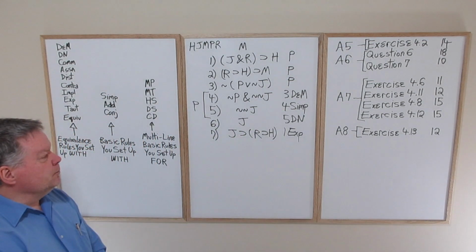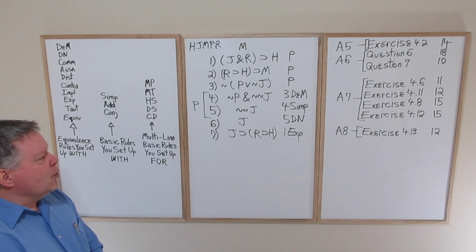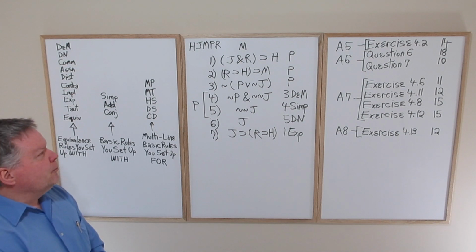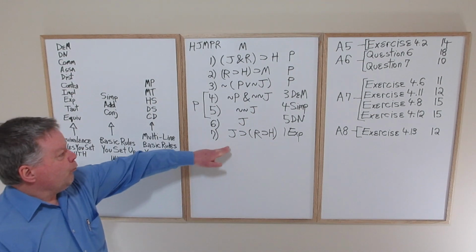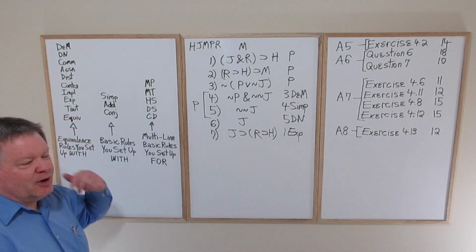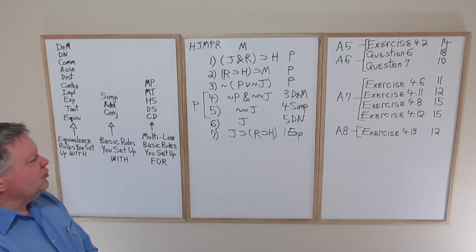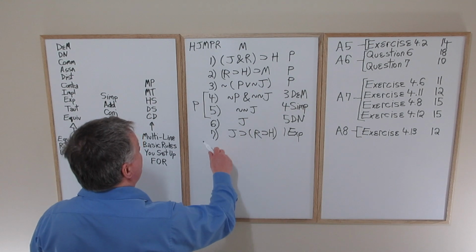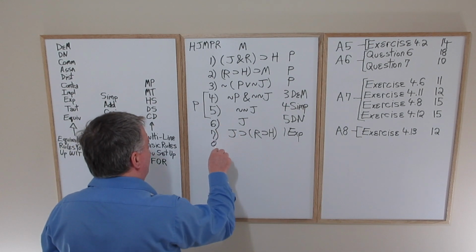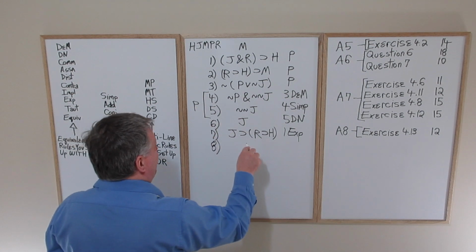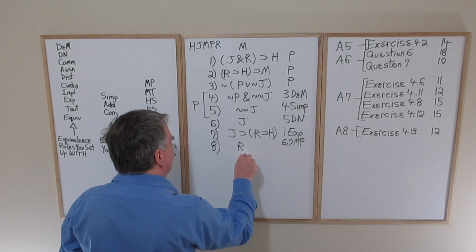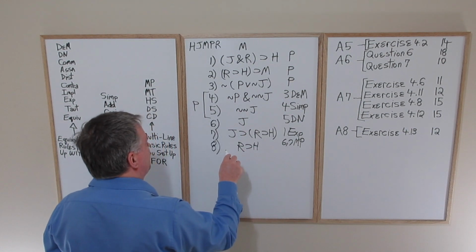if R, then H. Now, we could do 6, 7 modus ponens to get R horseshoe H. We could follow that by 8, 2 modus ponens to get M. But just to illustrate, I'll do it this way. 6, 7 modus ponens will give us R horseshoe H.